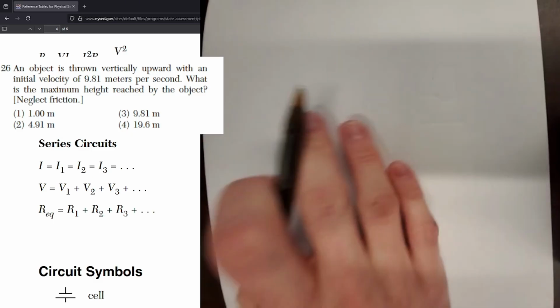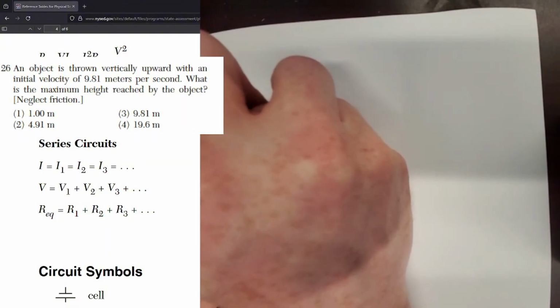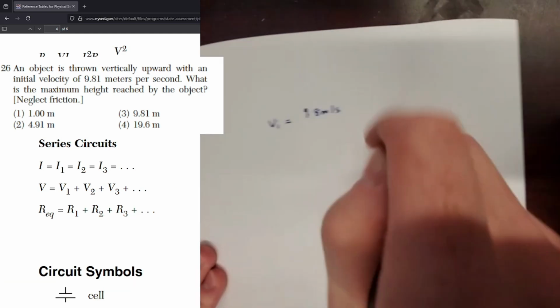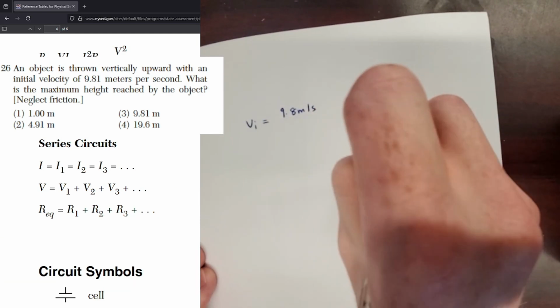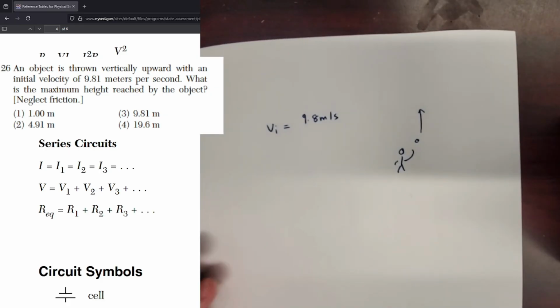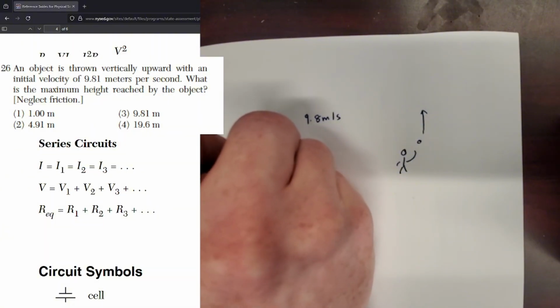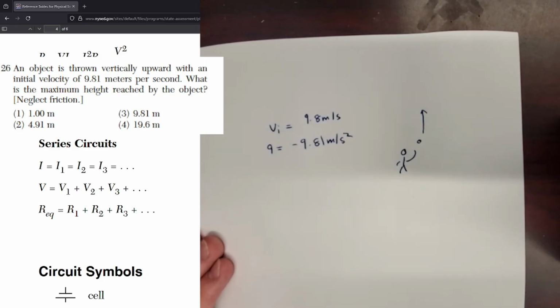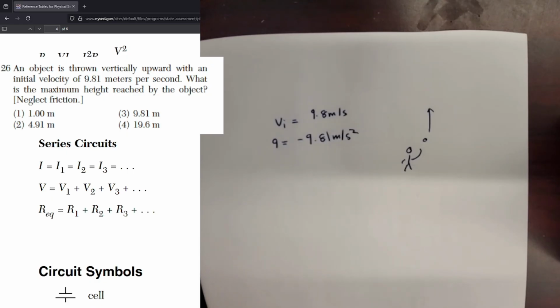Okay, an object is thrown vertically upward with an initial velocity of 9.8 meters per second. What is the maximum height reached by the object? Okay, so let's write down what we know. Initial velocity is 9.8 meters per second. If we're throwing this thing upward, it goes up. We know that gravity is acting on it. So our acceleration is gravity pulling us down at a rate of negative 9.81 meters per second squared. That's a constant. Anytime something is moving in the air, you have an acceleration of negative 9.81 meters per second squared in the vertical dimension.